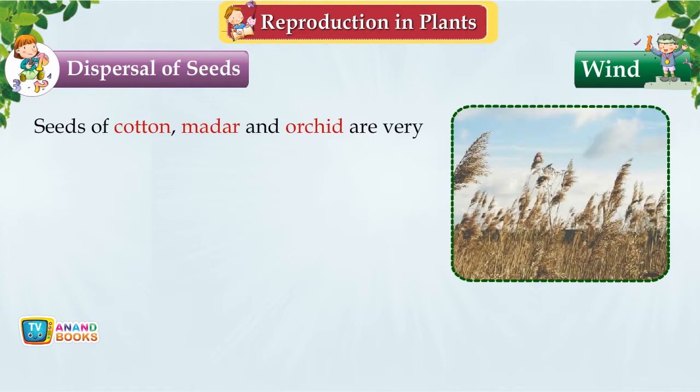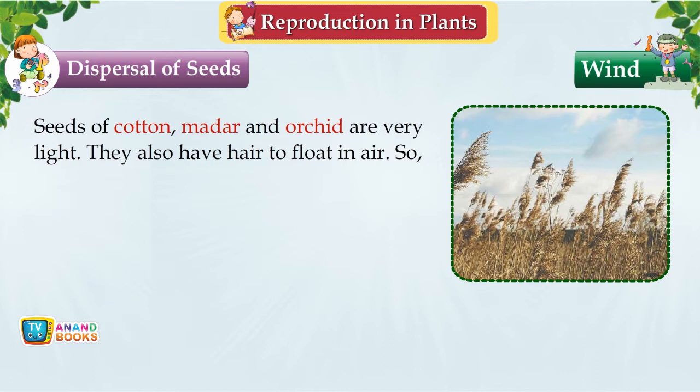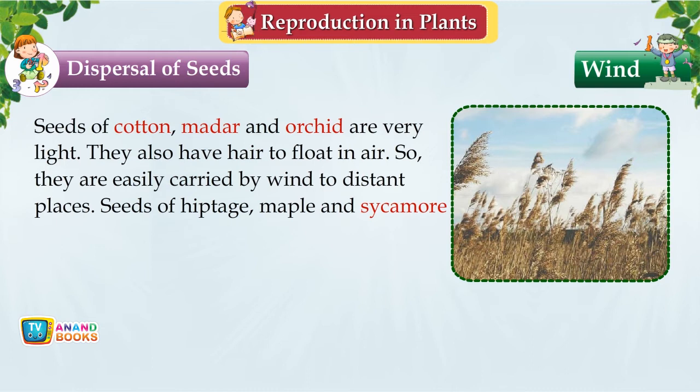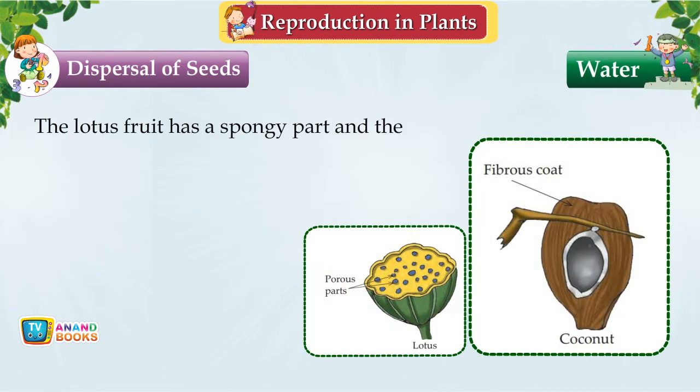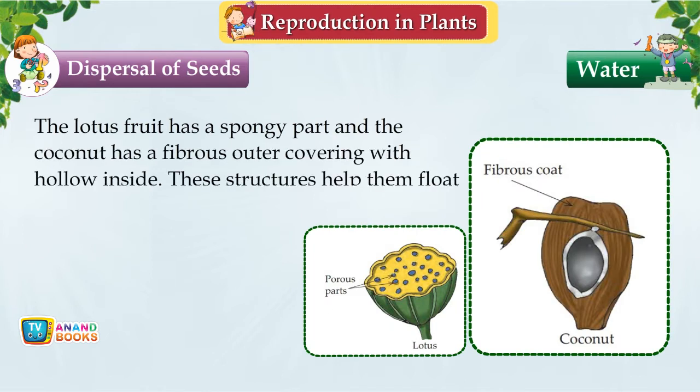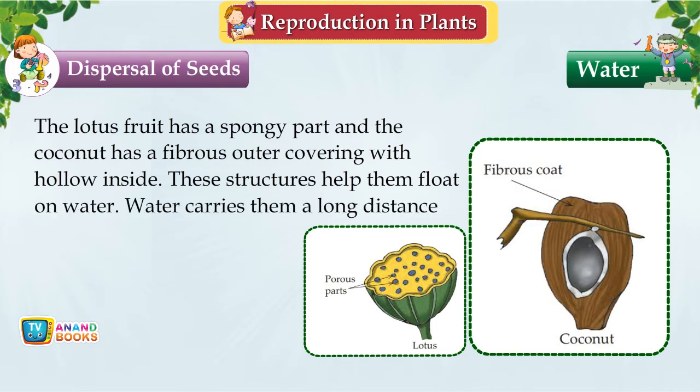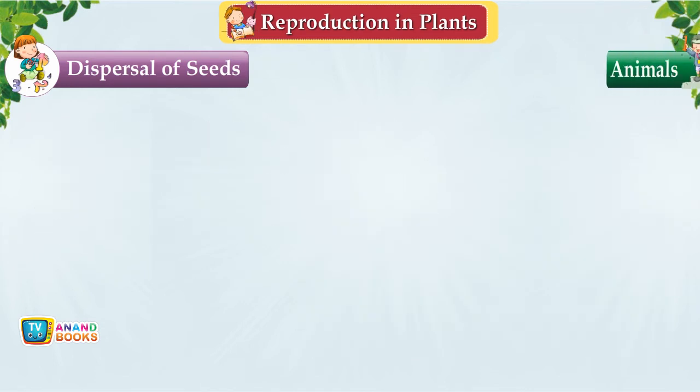Wind. Seeds of cotton, madar, and orchid are very light. They also have hair to float in air, so they are easily carried by wind to distant places. Seeds of hiptage, maple, and sycamore have wings which help them to float. Water. The lotus fruit has a spongy part and the coconut has a fibrous outer covering with a hollow inside. These structures help them float on water. Water carries them a long distance away from the parent plants.